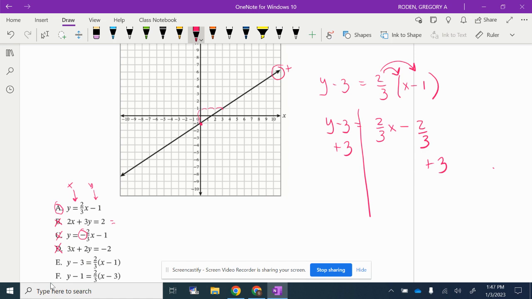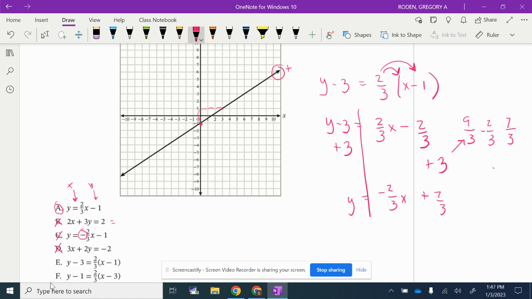So what do we get here? We get y equals 2/3 x plus... now let's see here. Negative 2/3, and so this is 3 multiplied, that's 9/3. So 3 is equal to 9/3. And then if you take 9/3 minus 2/3, you get 7/3. So anyways, that's not going to work.